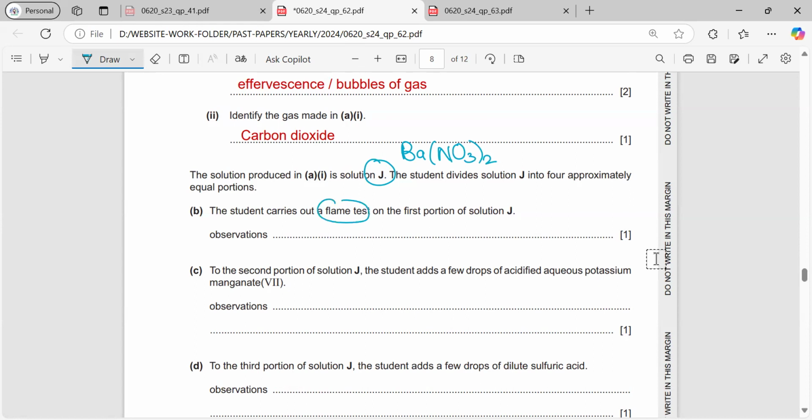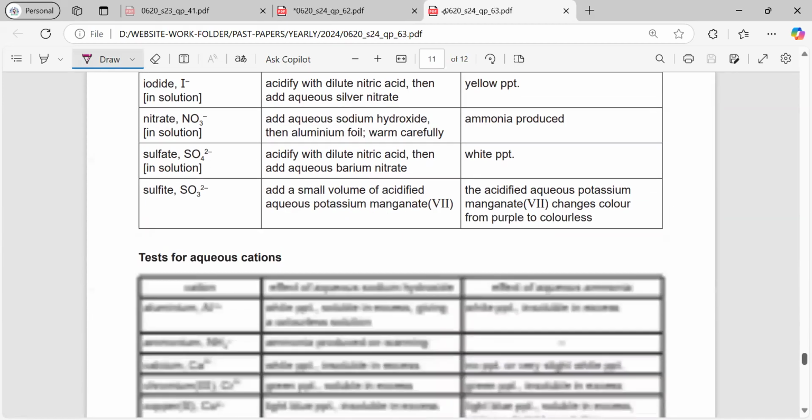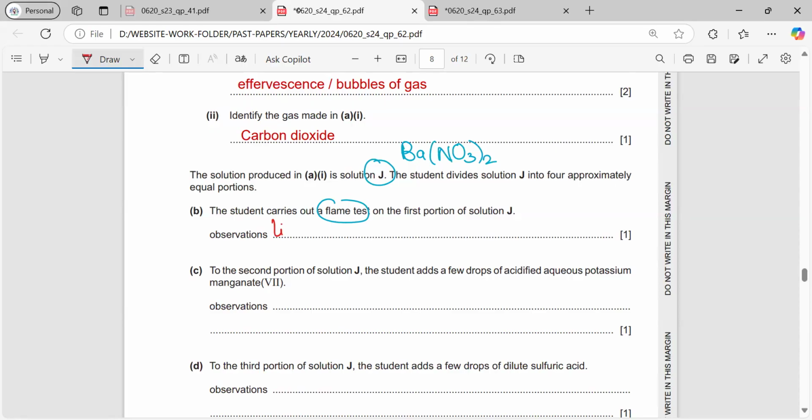A student carries out a flame test on this. So in a flame test, what will be the color of barium? Let's see in the data sheet. The barium gives a light green color. So we'll write here that it gives a light green flame. To the second portion of solution J, the student adds a few drops of acidified potassium manganate.